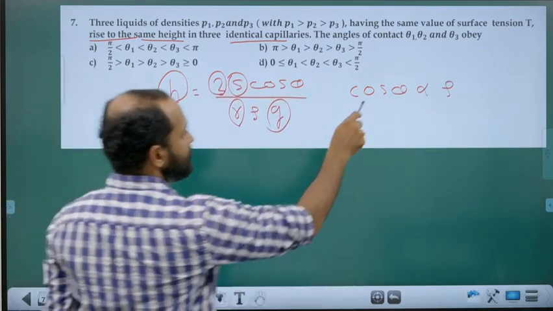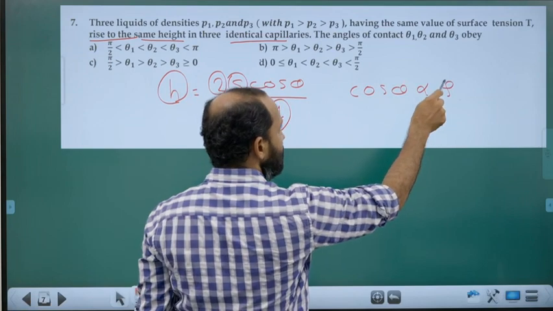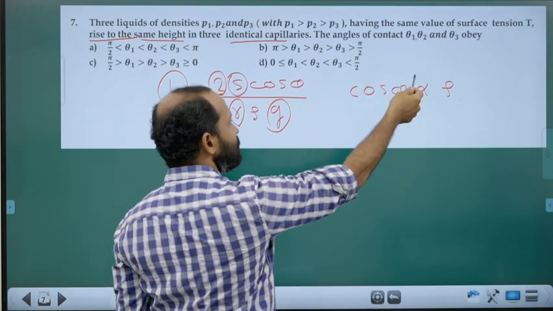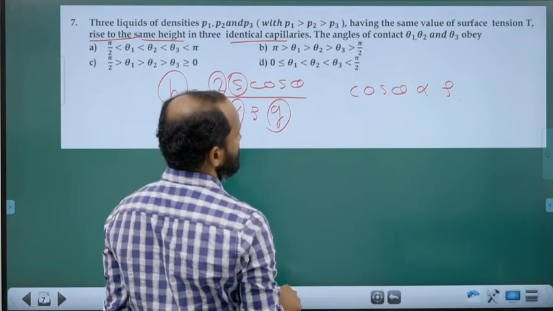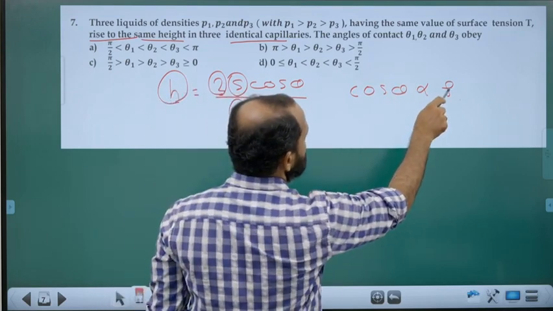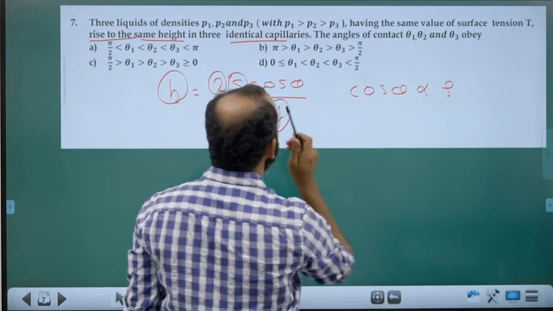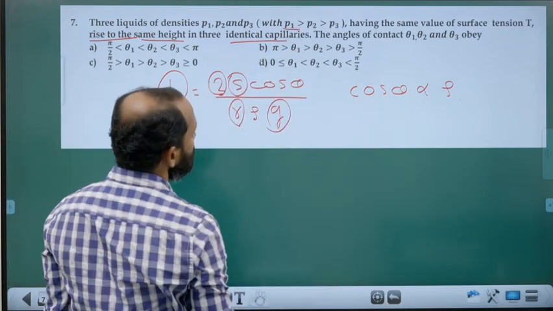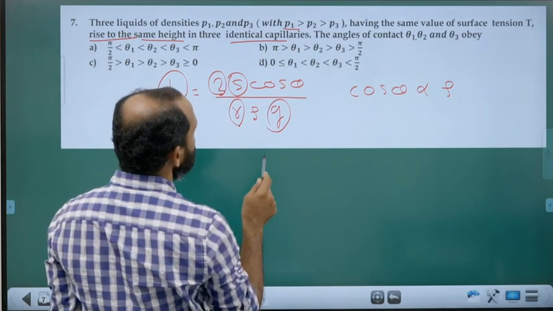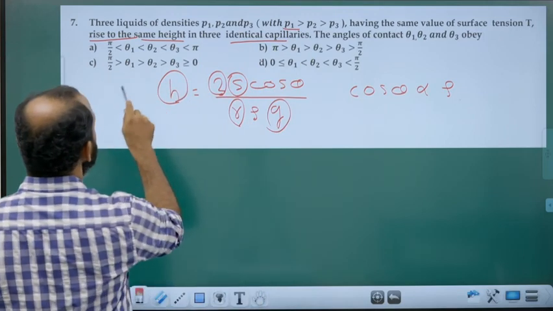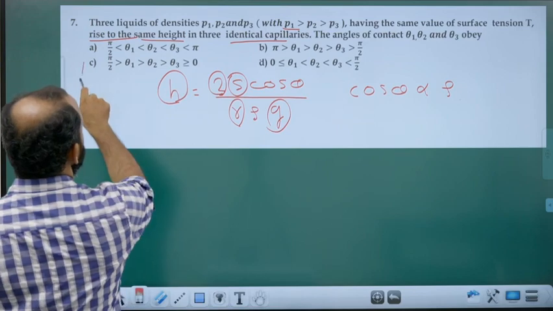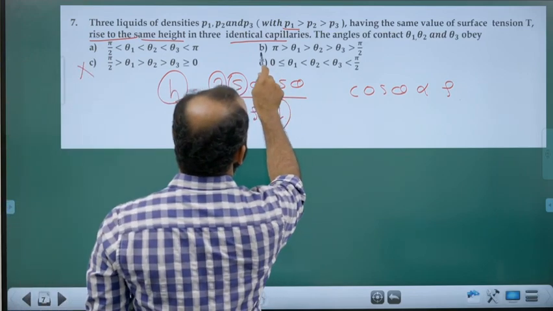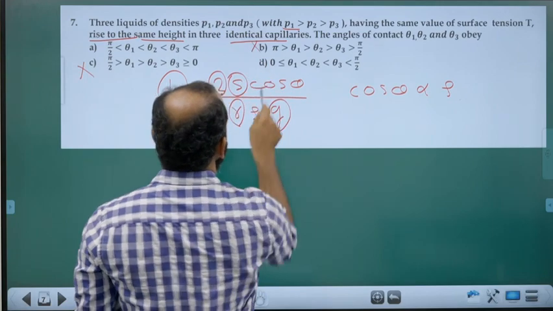When cos theta is proportional to density, when density is more, cos theta is more. But when cos theta is more, we know theta is less. That is why for larger density, theta will be less. So for larger density, P1 is greater, so theta 1 will be least. Theta 1 least, so that option cannot be right. Theta 1 least, so this one also cannot be.